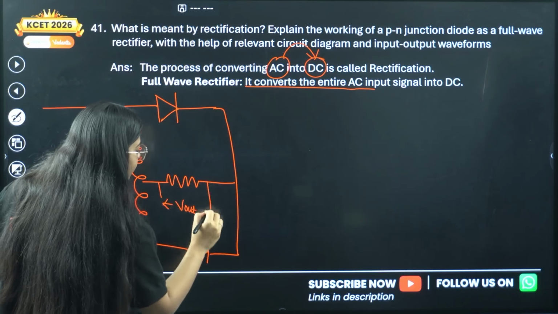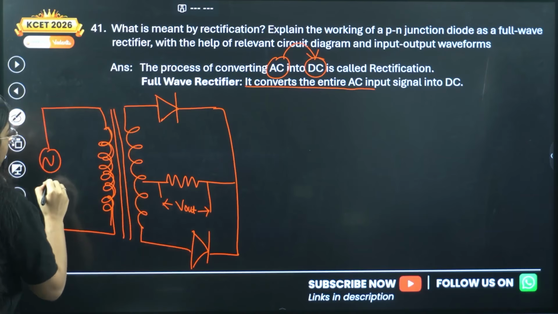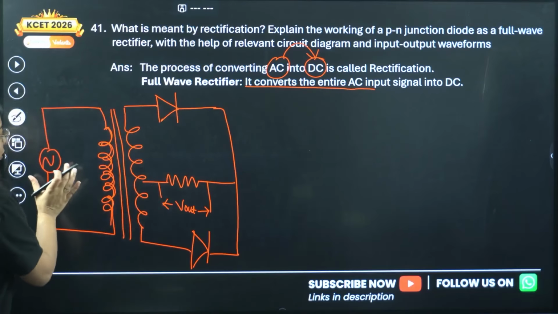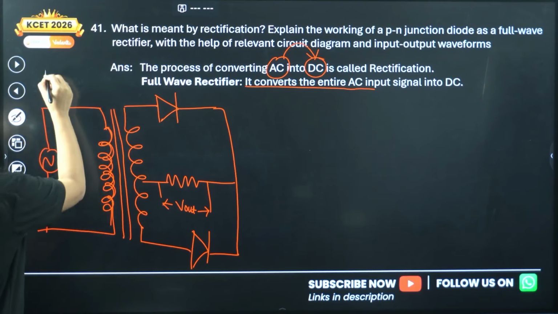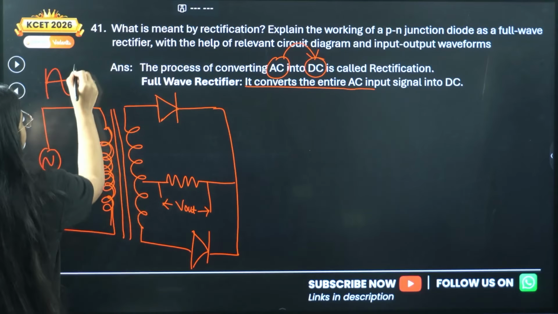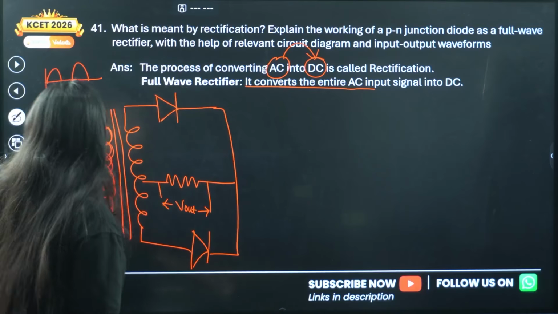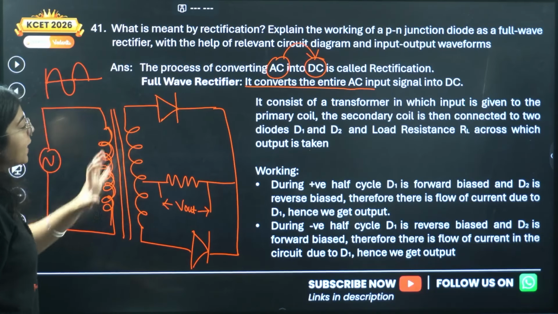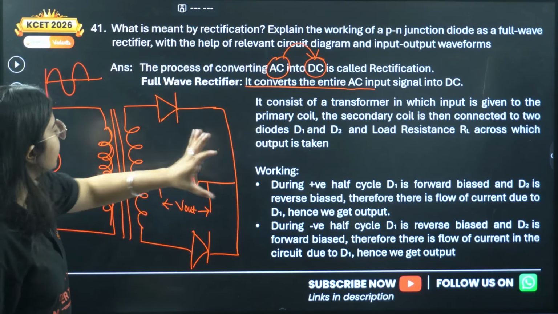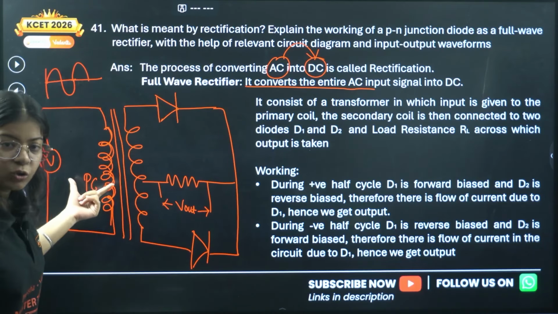Correct? Understood? This is our sinusoidal voltage here, because it converts AC into DC, so we need to give a sinusoidal voltage into it. So this is my AC input. So what will be the working? Let's see the working. It consists of a transformer in which input is given to the primary coil. This is my primary coil. Input is given into the primary coil.